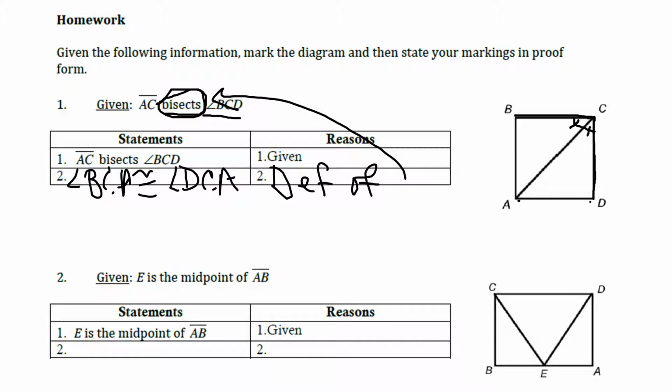Question number 2 says E is the midpoint of AB. I know that a midpoint cuts a line in half, and it's cutting a segment in half this time. So when I look at what's being cut in half, it's this segment, AB. So when I cut it in half, I have 2 congruent segments. You're going to write the segments that are congruent in statement number 2. You write those statements, and my reason for this one is going to be def of midpoint.